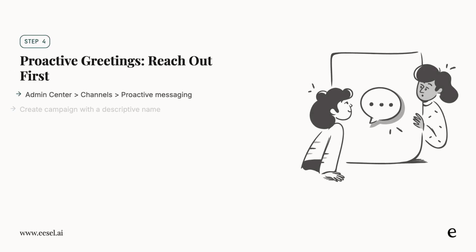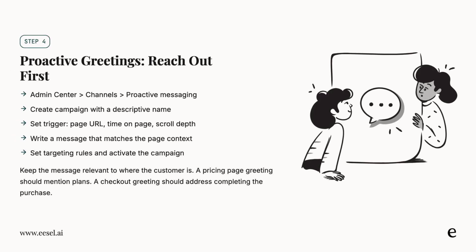Step 4, to set up proactive greetings, go to Admin Center, then Channels, then Proactive Messaging. Create a campaign with a descriptive name, set your trigger based on page URL, time on page, or scroll depth. Write a message that matches the page context and activate the campaign. Keep every proactive message relevant to where the customer actually is.